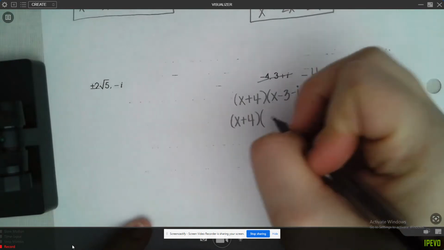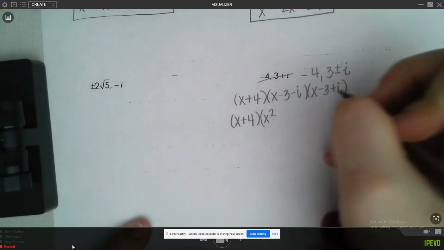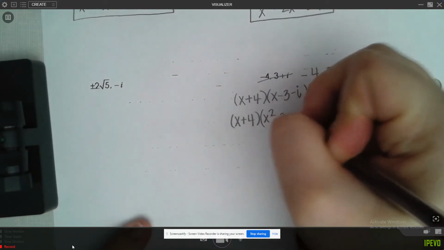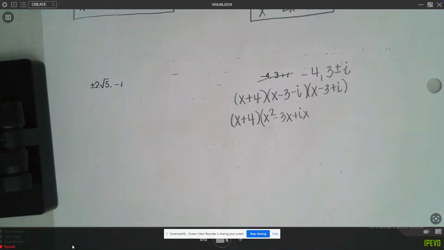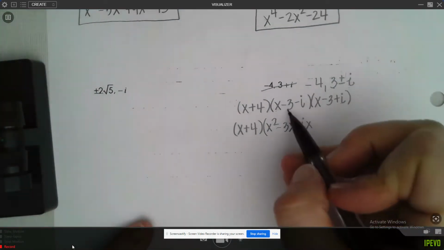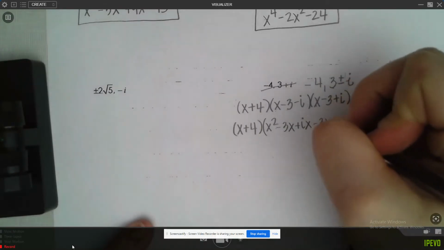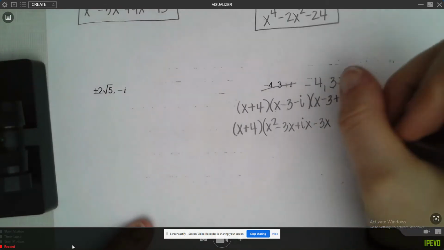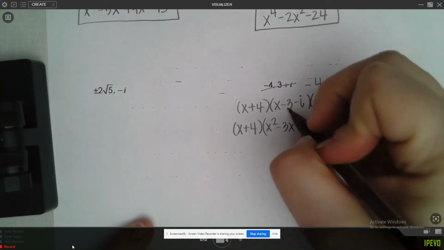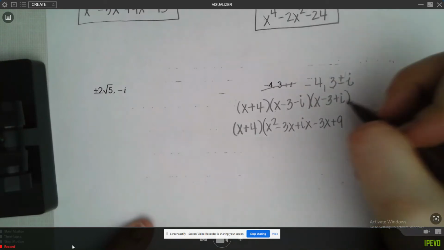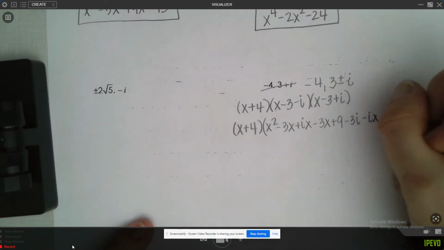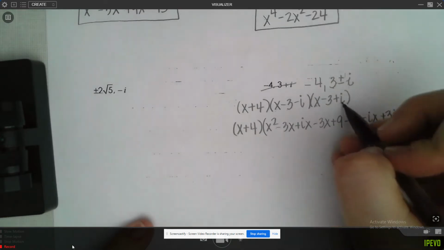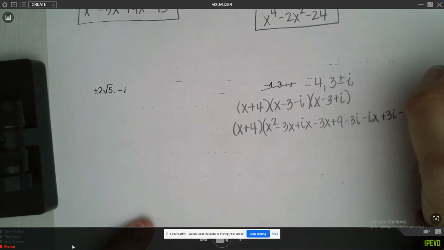So x times x is x squared. x times negative 3 is negative 3x. x times i. Usually I put the i first because it's technically a coefficient, but it doesn't really matter. Negative 3 times x, so that's negative 3x. Negative 3 times negative 3 is 9. Negative 3 times i is negative 3i. Negative i times x is negative ix. Negative i times negative 3 is positive 3i. And negative i times i is negative i squared.